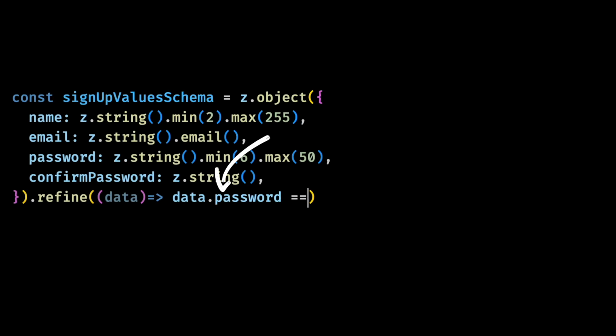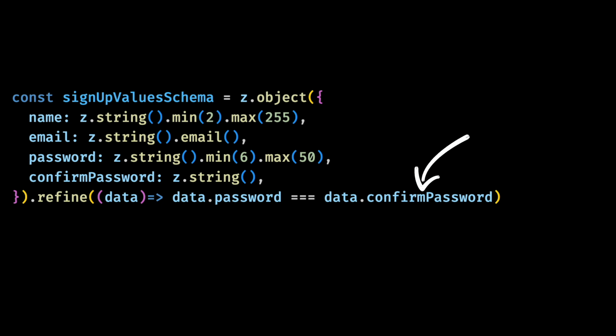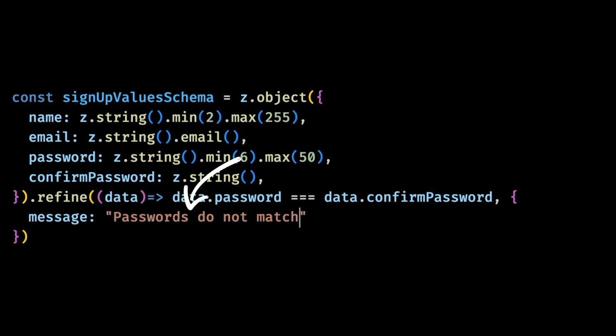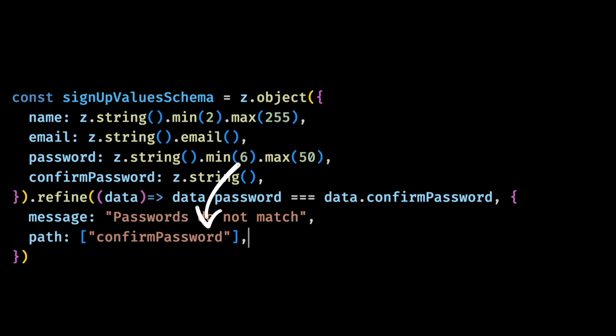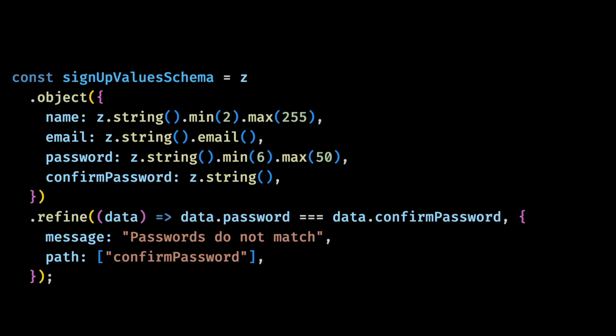We will compare the password with the password confirmation field, and if it returns false, that means that we have a validation error. In that case, we want to display the error message telling that the passwords don't match. And we want that error to be for the password confirmation field. That's it, we have our validation schema ready.